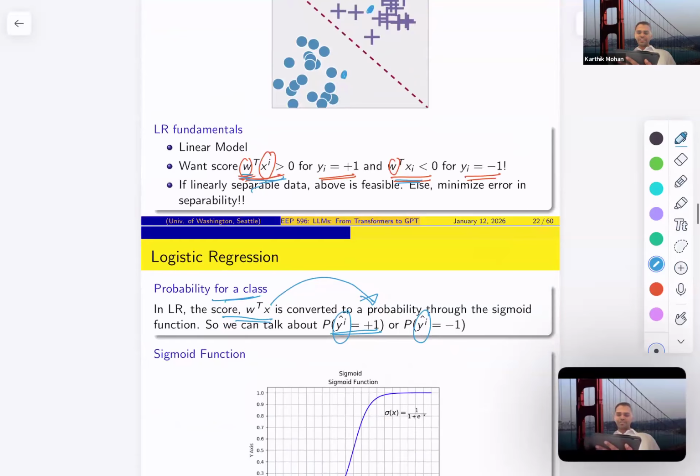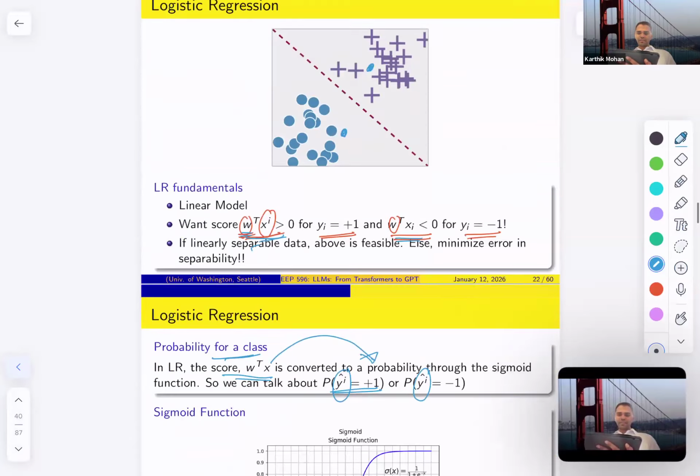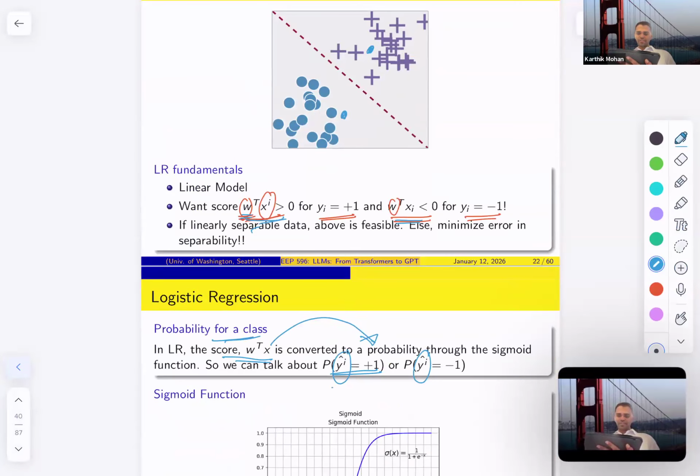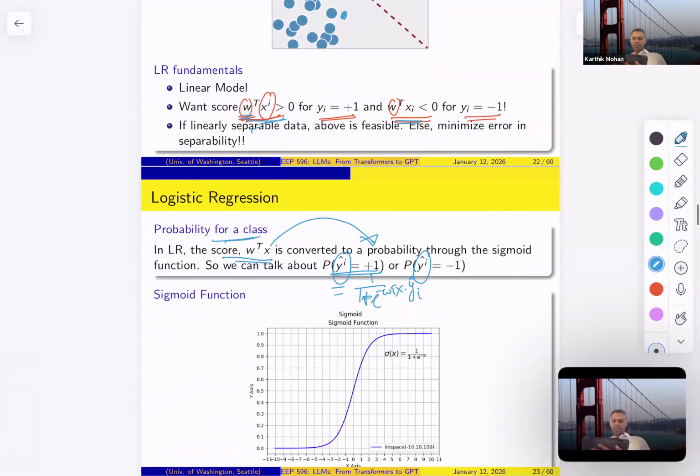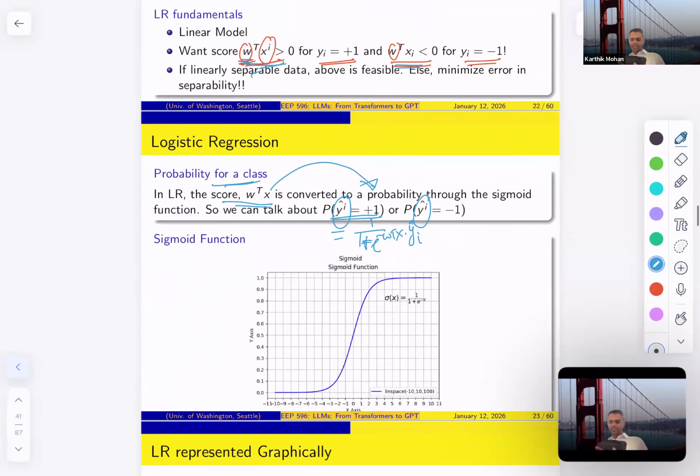Because you just change it, you can just do it this way. So it's 1 over 1 plus e to the negative W transpose X times Y hat I, right? If Y hat I is -1, you get a probability for -1. And if Y hat I is +1, you get a probability for +1, right? So based on this probability, you can actually define a loss function.